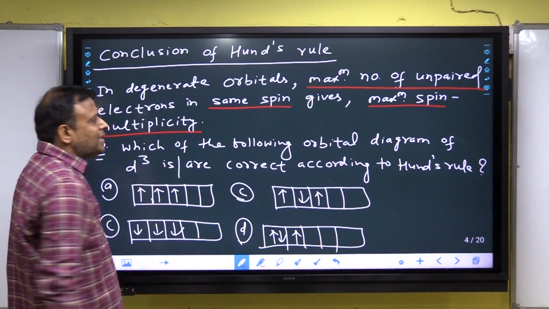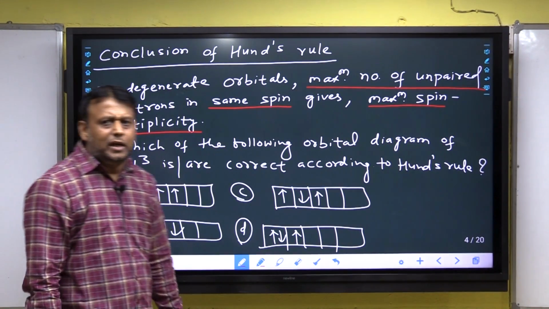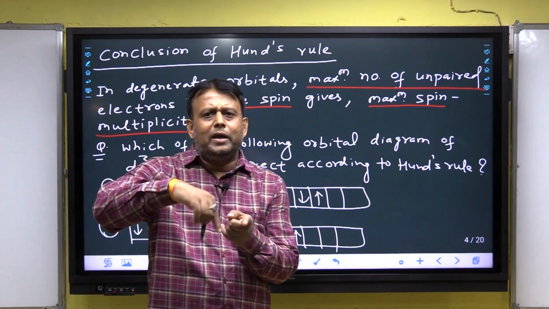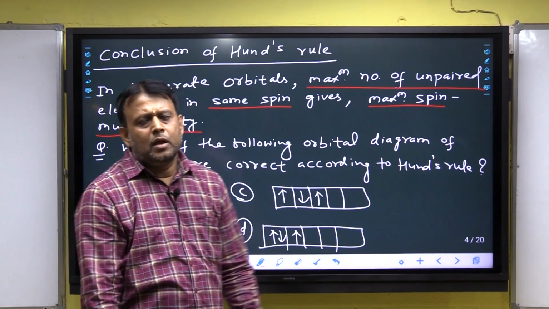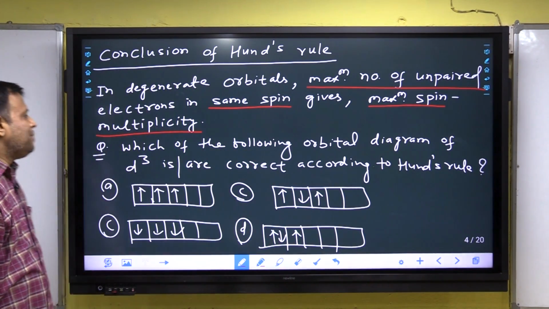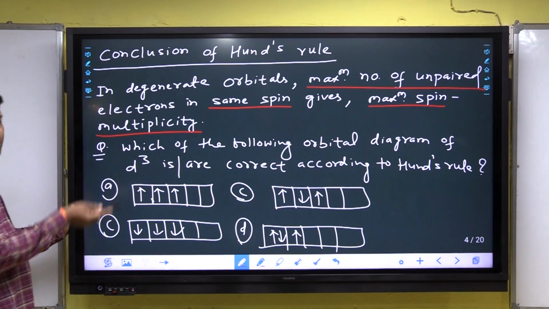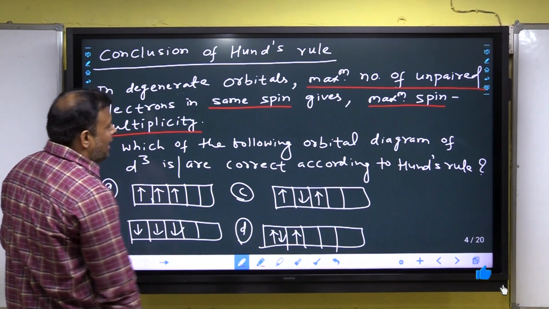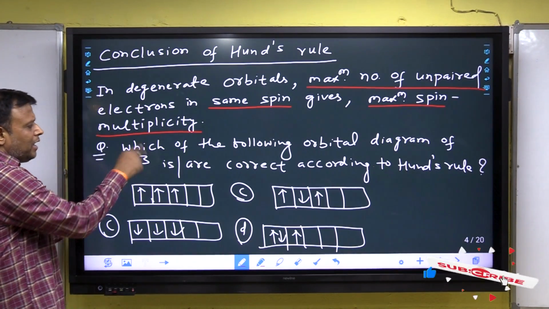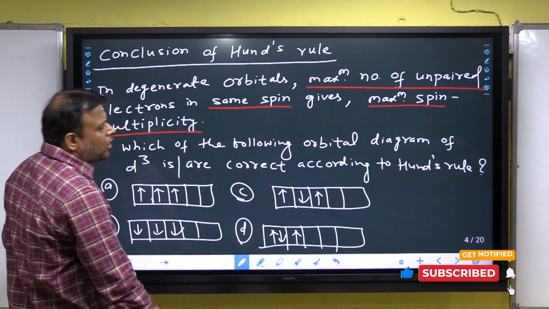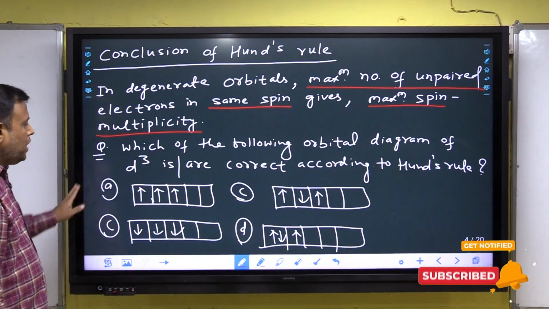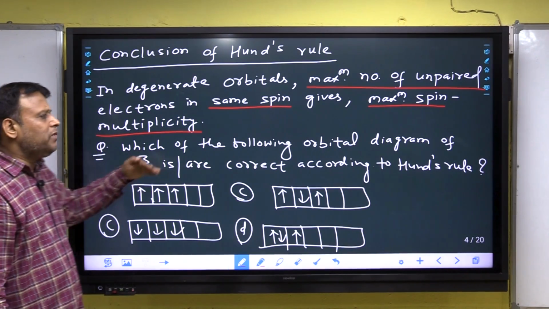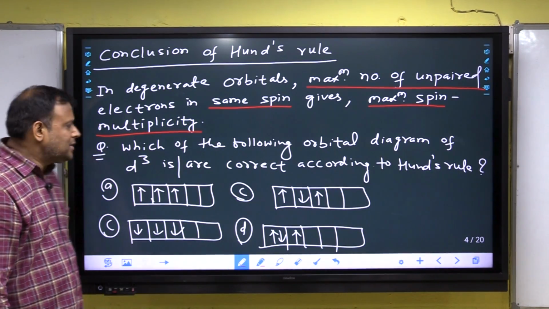How to obtain maximum spin multiplicity? Maximum unpaired in the same spin. Now, one question. Which of the following orbital diagrams of d3 is correct according to Hund's rule?